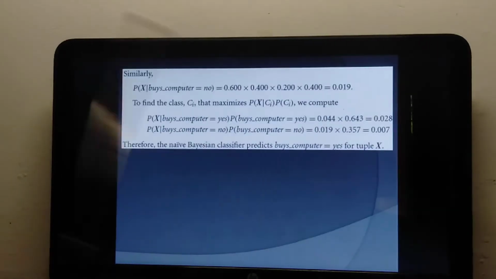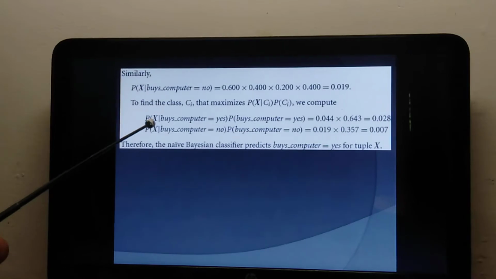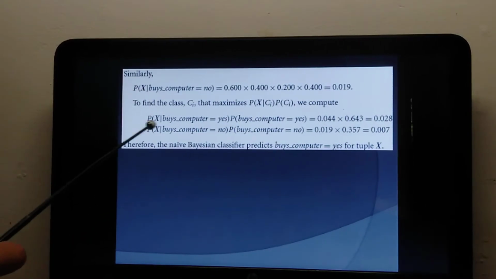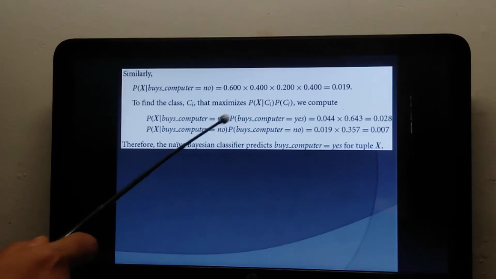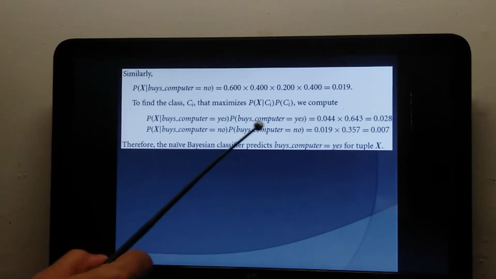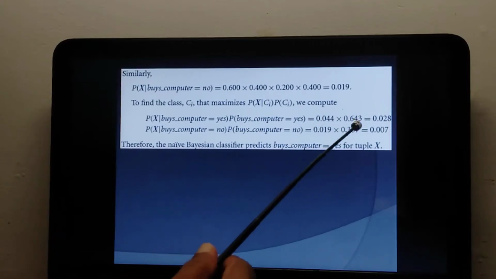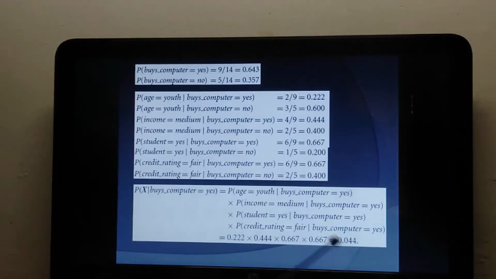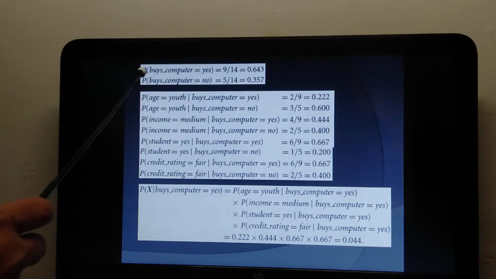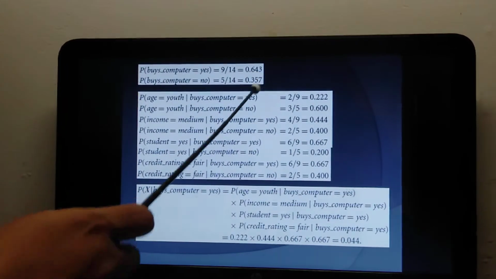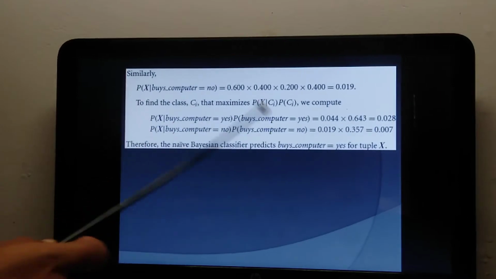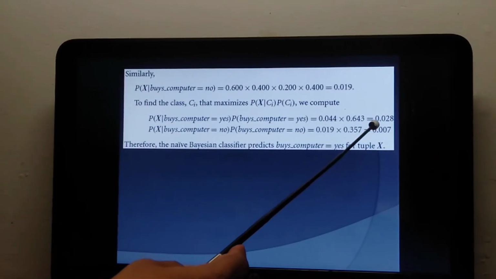Okay. So over here, we need the probability of X for yes. What we are doing is probability of X given yes times probability of yes. We already know the probability of yes, we've got the value. So just multiply those values. We found out over here that probability of X given yes is 0.044 and the probability of yes is 0.643. So multiply these two values. When you multiply these two values, you get 0.028.